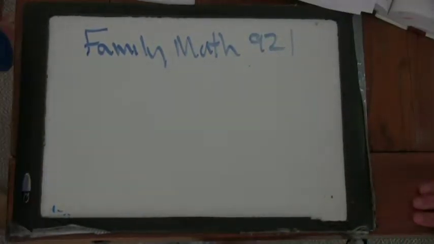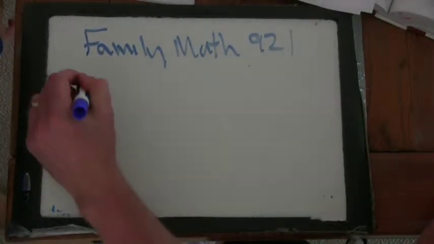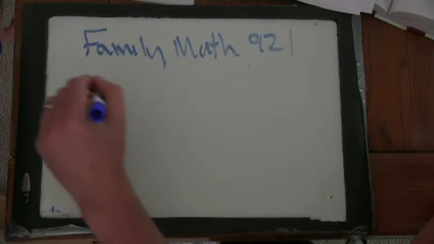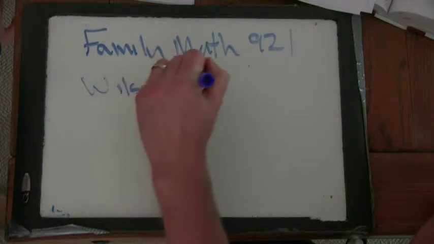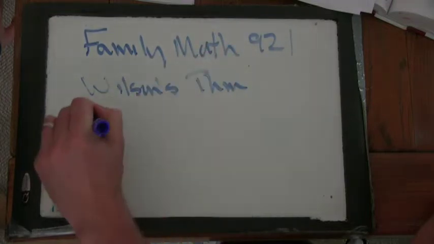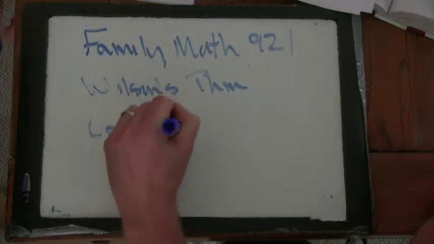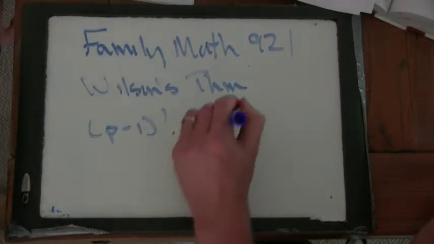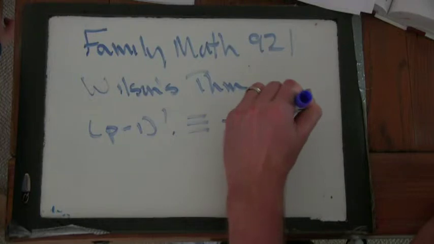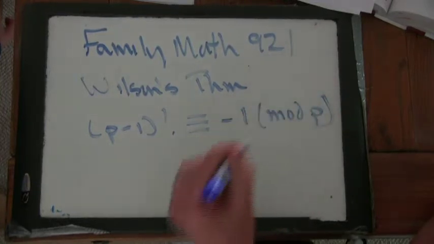So today we're going to talk about modular arithmetic. And we're going to look at something pretty neat. First we're going to look at something called Wilson's theorem: that p minus 1 factorial is congruent to, that's the symbol for congruent, to minus 1 mod p.